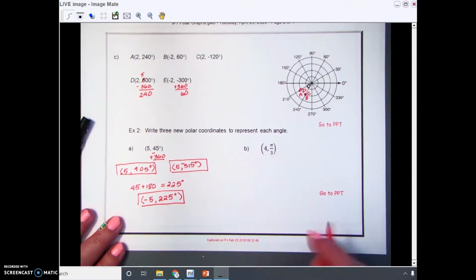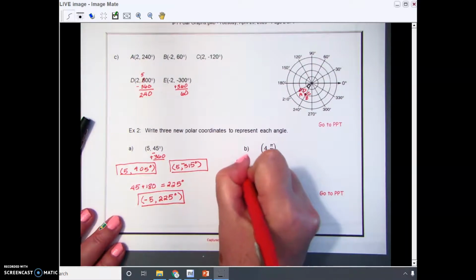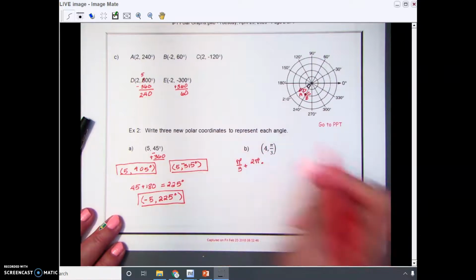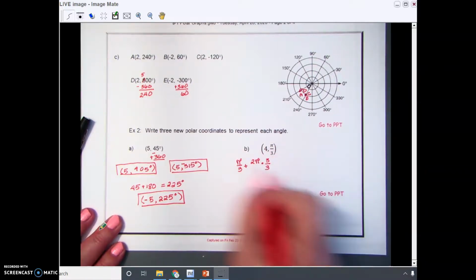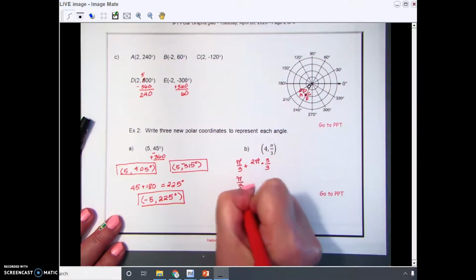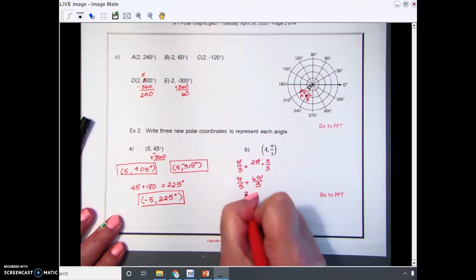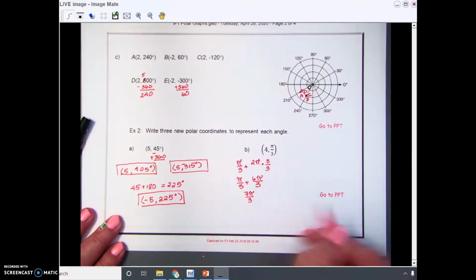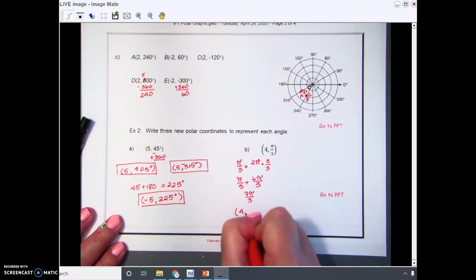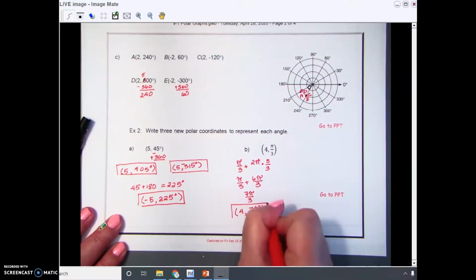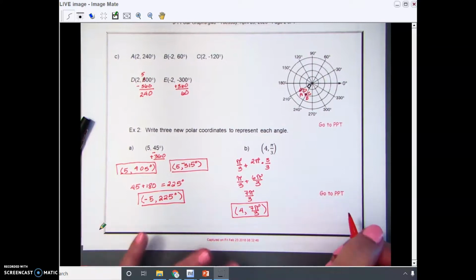So with this one, we could add 2 pi. So if I do pi over 3 plus 2 pi, if I multiply that by 3 over 3, that's doing pi over 3 plus 6 pi over 3, which gives us 7 pi over 3. So that means that it could be located at 4 comma 7 pi over 3. So that's the equivalent of adding 360 is adding 2 pi.